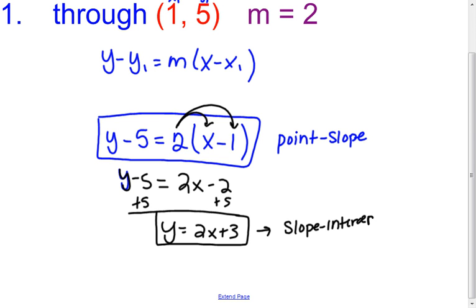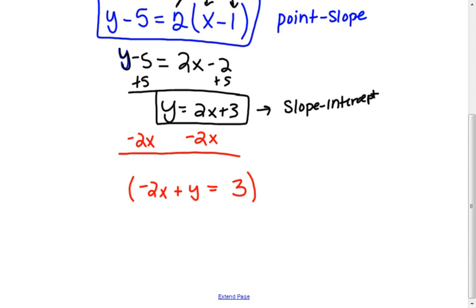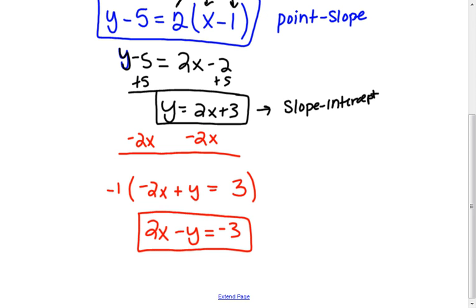And then I want you to go all the way to standard form just for good practice. In standard form, I would want you to move this 2x to the left side because your x's and your y's both need to be on the left in standard form. So I would have negative 2x plus y equals 3. And in standard form, your leading coefficient, or the number that's in front of your x, cannot be a negative number. So you need to multiply everything through by negative 1 and switch the signs. So it would become positive 2x. Negative 1 times y would be negative y. Negative 1 times 3 would be negative 3. And this is what it would look like in standard form.